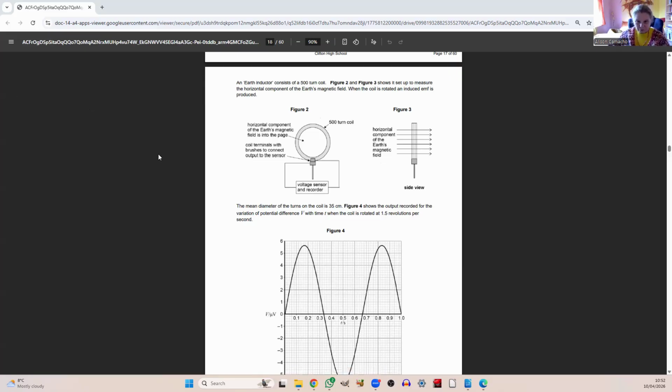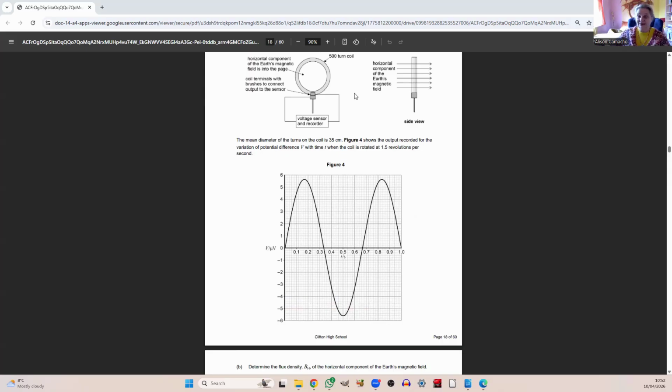Okay, so we are basically using the Earth's magnetic field as a generator. We're deliberately spinning our coil, and we get, look, microvolts out. Microvolts. Right, and the coil is rotated at 1.5 revolutions per second. So the frequency, because that's oscillations divided by seconds, is 1.5. So it's 1.5 hertz.